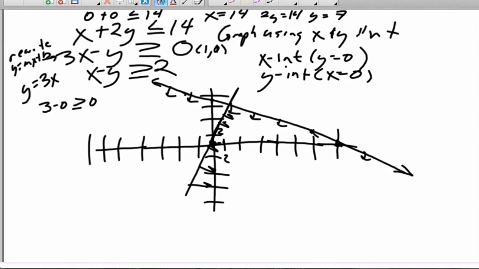And now I've got one more to do. This one right here. For my x-intercept, y is 0, I'd have x equals 2. Y-intercept, I'd have y equals negative 2. So this line looks like this. And these are all solid because they're all equal to. And again, I'm going to pick the point (0, 0). So I'll have 0 minus 0 greater than or equal to 2. That's false. So the area I'm looking for is going to be over here.